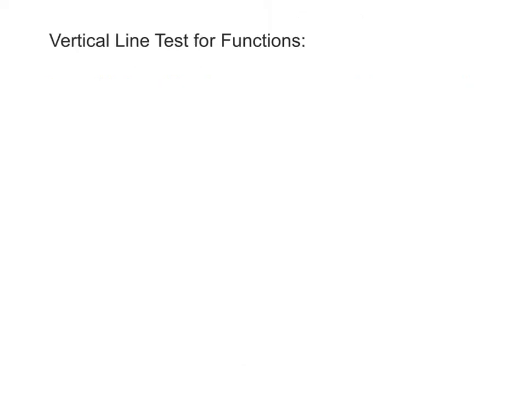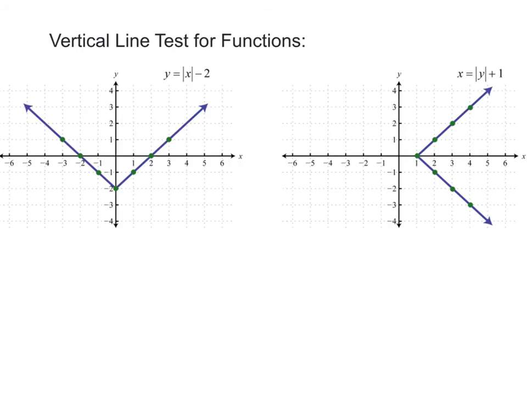Now let's talk about the vertical line test for functions. This is a way that you can look at a graph and determine whether the graph is the graph of a function, okay? Or is it just a graph of a relation, okay? In earlier lessons we talked about the difference between relations and functions. Well, this is a way we can look at a graph and determine, is this a relation or is this a function? All right, now here I have two graphs of equations. The one on the left is y is equal to the absolute value of x - 2, and the one on the right is x is equal to the absolute value of y plus 1.